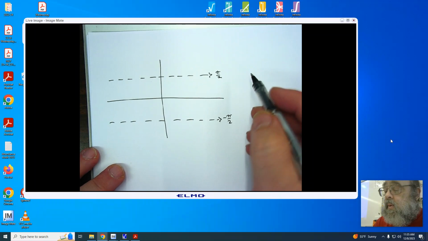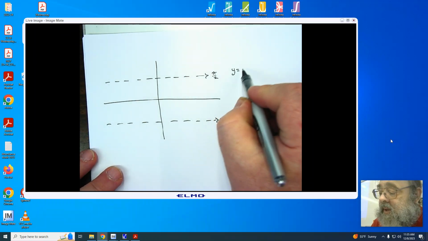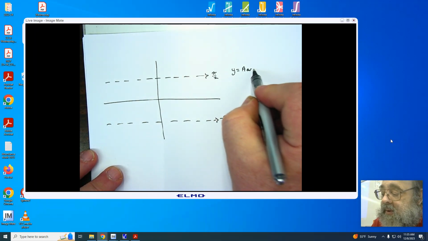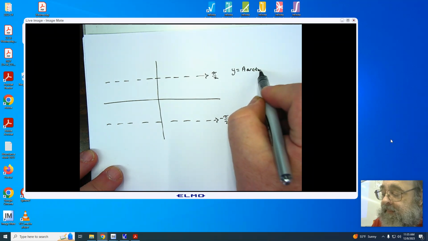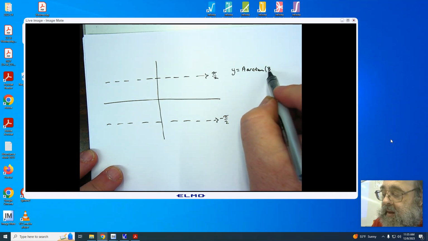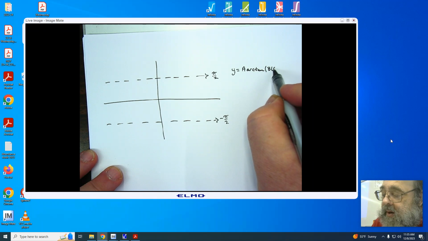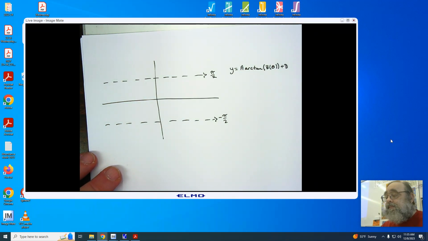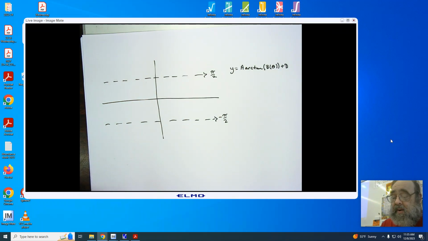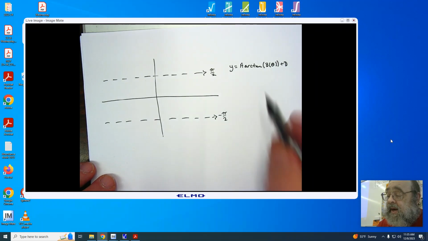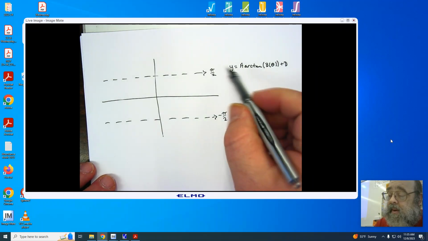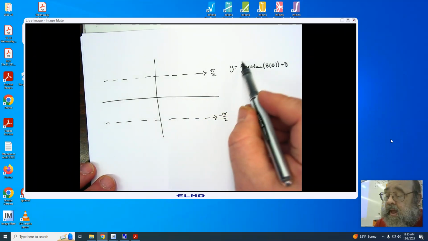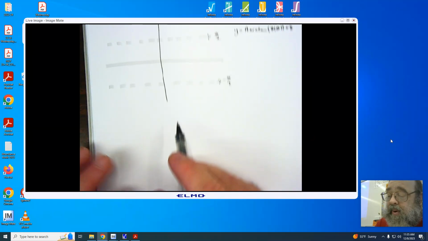Now, the equation that we're going to be working with is y equals a arctangent of b. Now, keep in mind, we're not going to be working with c, so I'm going to leave that out, but we do have our vertical shift d. Now, when we talk about the gap here, this gap is the length of a multiplied by pi.